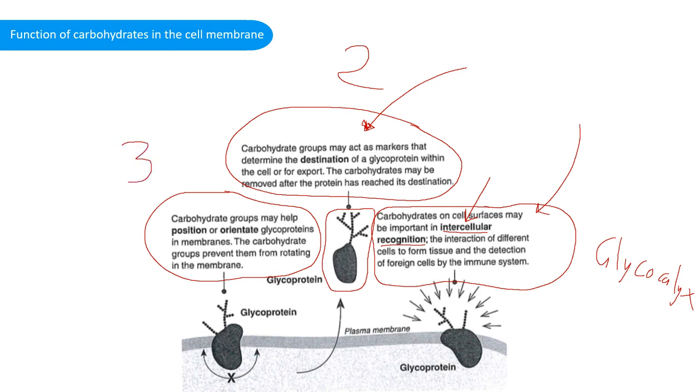And then thirdly, carbohydrate groups may help position or orientate glycoproteins in membranes. The carbohydrate groups prevent them from rotating in the membrane. So by the fact that you've got carbohydrates poking out of them, if this protein decides to sort of roll away, it stops it from misplacing or mispositioning on the membrane, and therefore keeps it doing its job. Three things there that I think are understandable, logical, and sort of relatively straightforward, and things that we've learnt about already.